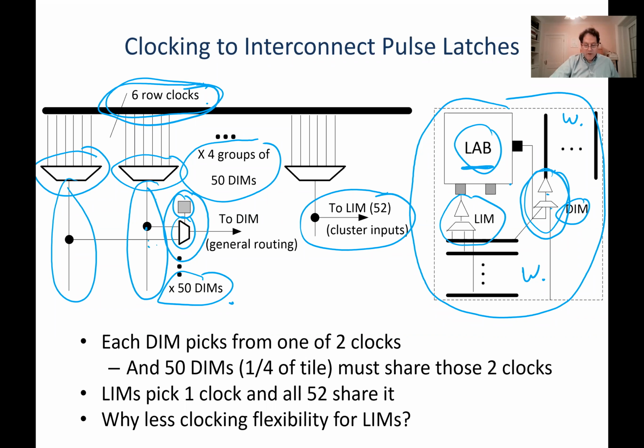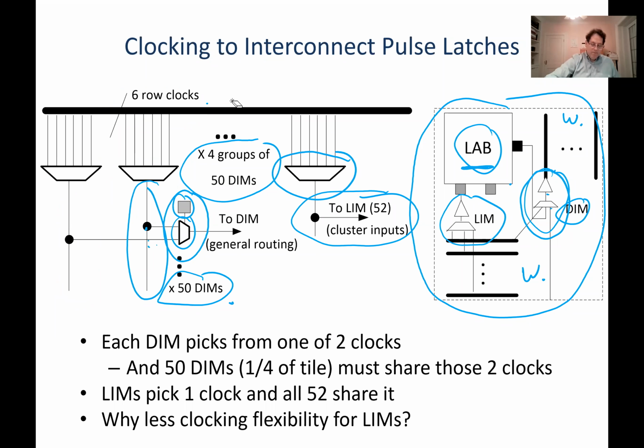And they find for the LIMBs, the connection block input muxes, they can do even less. They can just have 1 mux that picks one of the 6 clocks that are running by, and then all of those 52 input connection block muxes, if they want to register a signal, are going to have to use that clock. That's their only choice.